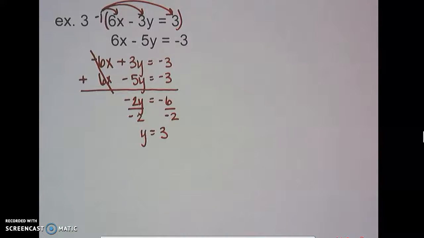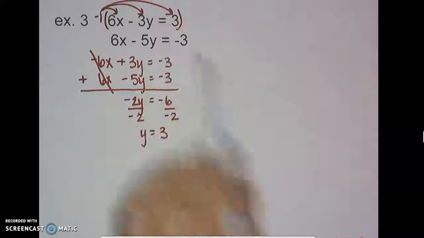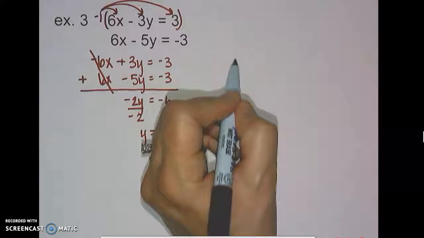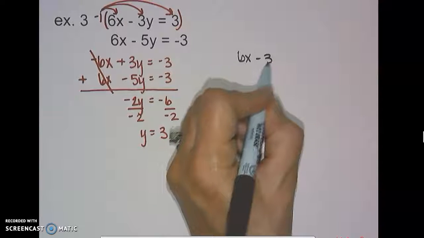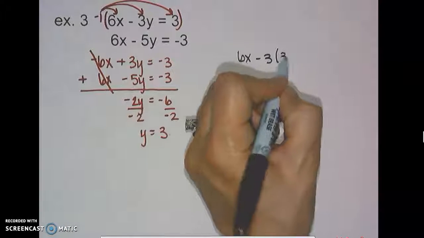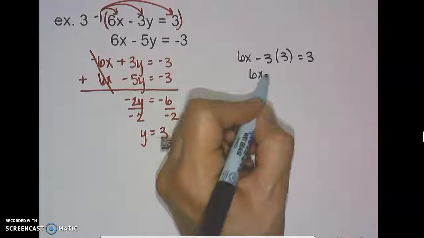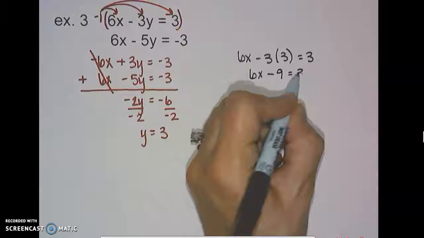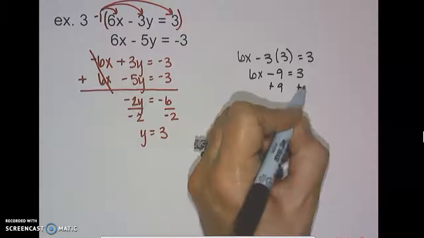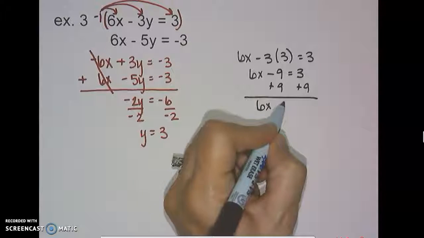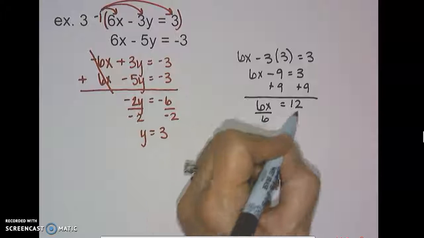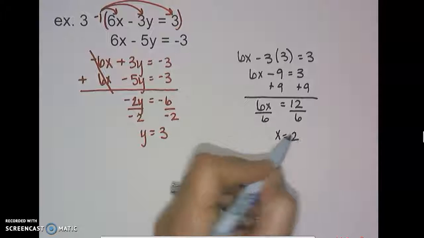Now that we have what y is, we're going to go back in and figure out what x is by plugging into one of the original equations. And it doesn't matter which one you do, it should just be one of the originals. So I'm going to go back to the first equation and plug in there. So I have 6x minus 3. Instead of having y, I'm going to plug in the 3 that I just got. So we have 6x minus 9 equals 3. We're going to add 9 to both sides and divide by 6. And that's going to give us that x equals 2.